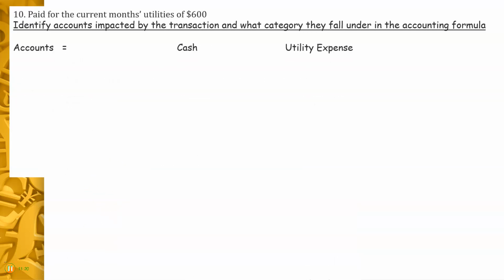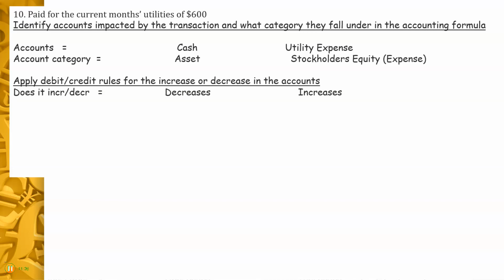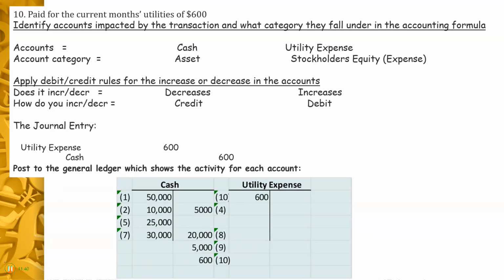Now we've paid our utilities. Again, we've got an expense, so we're going to reduce our cash and reduce our equity. And that's going to be a debit to expense. Expense is normally always a debit. And our cash would be reduced by $600. And now we're going to post it to the general ledger.